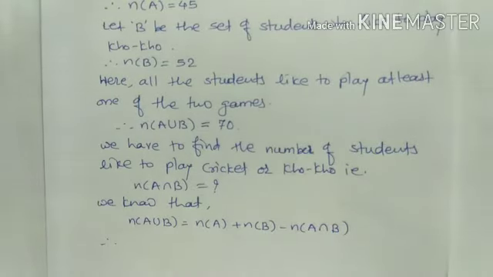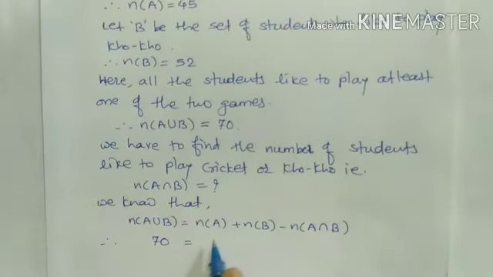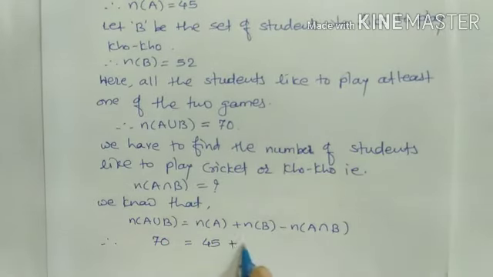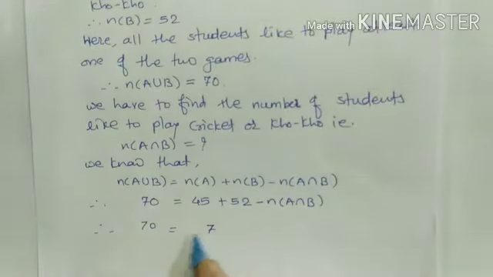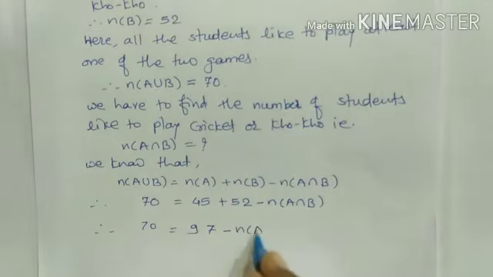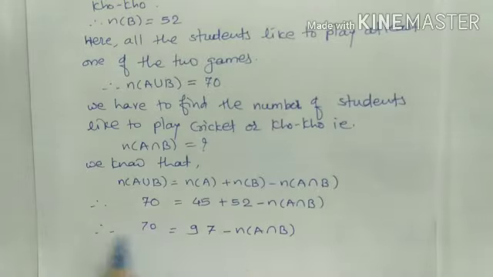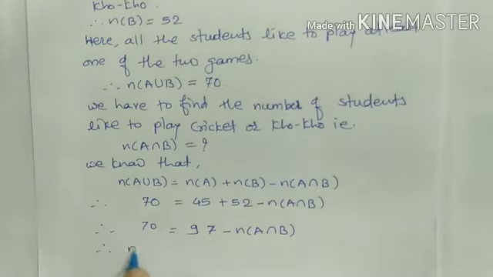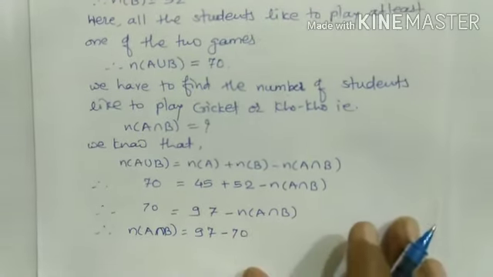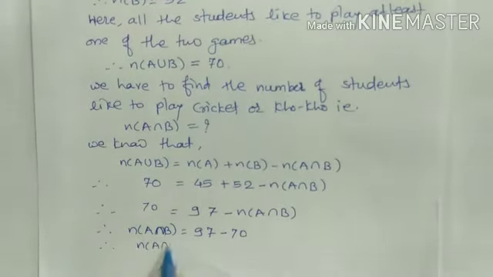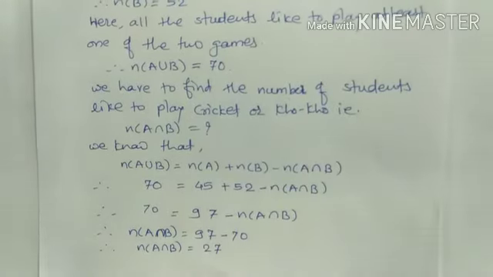And therefore the A union B 70, number of A 45, number of B 52 minus number of A intersection B. That's why therefore 70 equals to 45 plus 52, 97 minus number of A intersection B. हा मायनस आहे, साइड चेंज करूया, याला लेफ्ट हँड साइडला घेऊ, प्लस होईल, number of A intersection B equals to this 97, हे प्लस 70 आहे, साइड चेंज केल्यावर मायनस 70 होईल. Therefore number of A intersection B equals to 27.